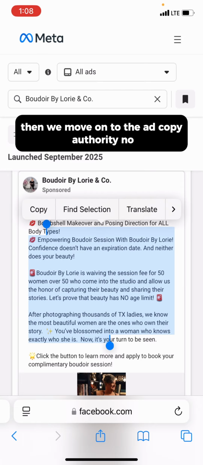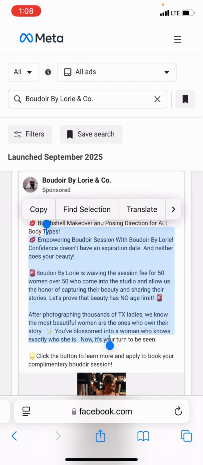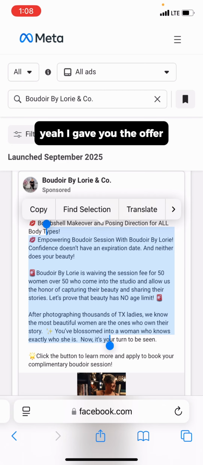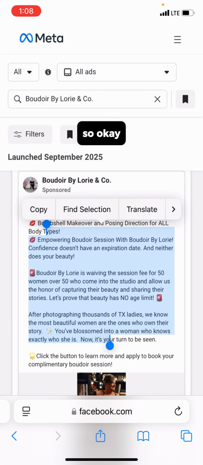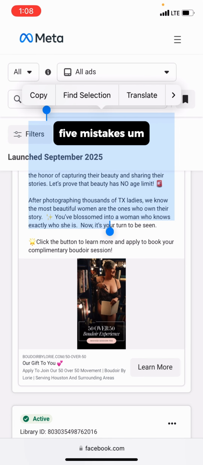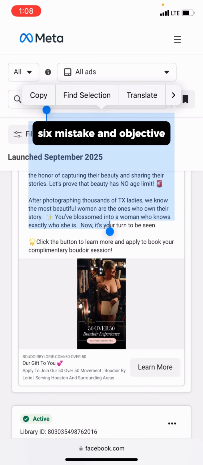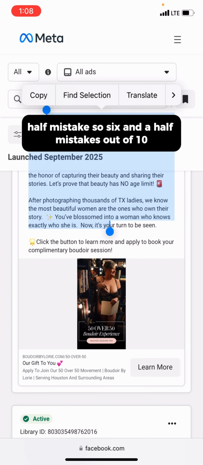Authority, no. Story / narrative, no. Offer, yeah, I gave you the offer. So, okay, that's good. So that's 5 mistakes. Below creative headline and button, 6 mistakes. And objective, half mistake, so 6.5 mistakes out of 10.